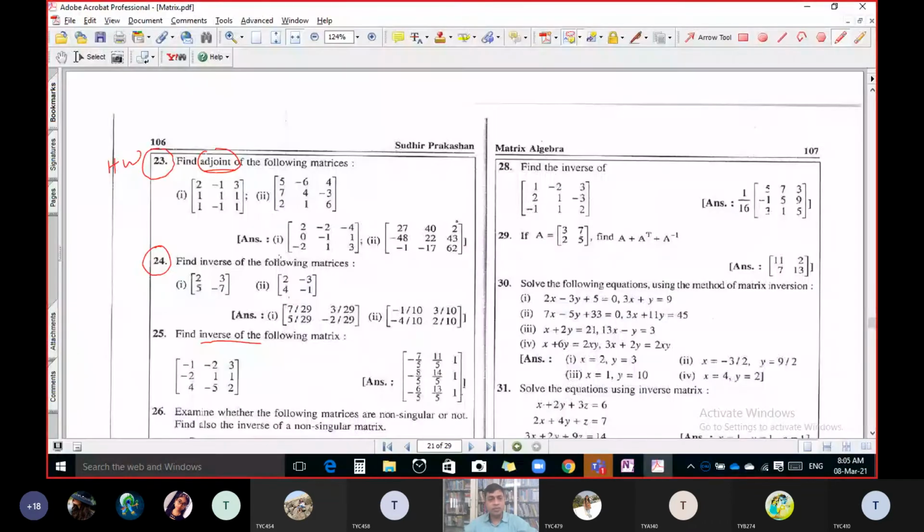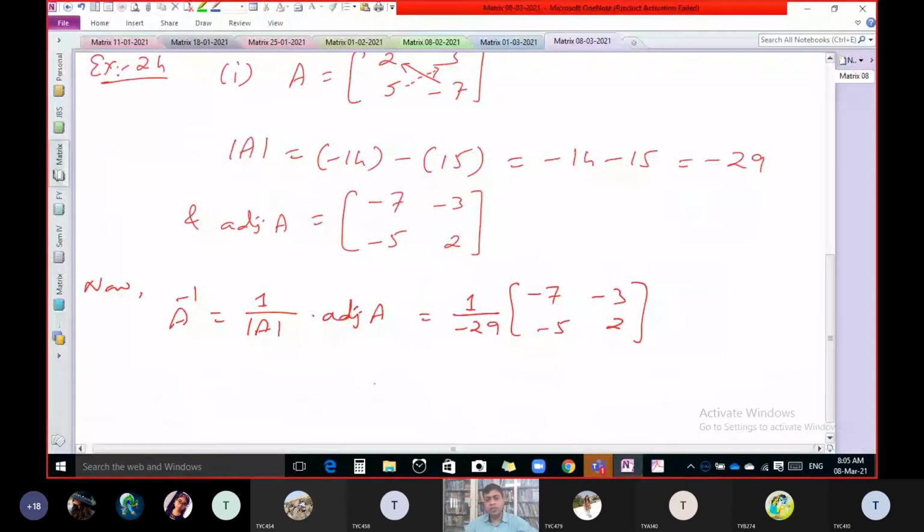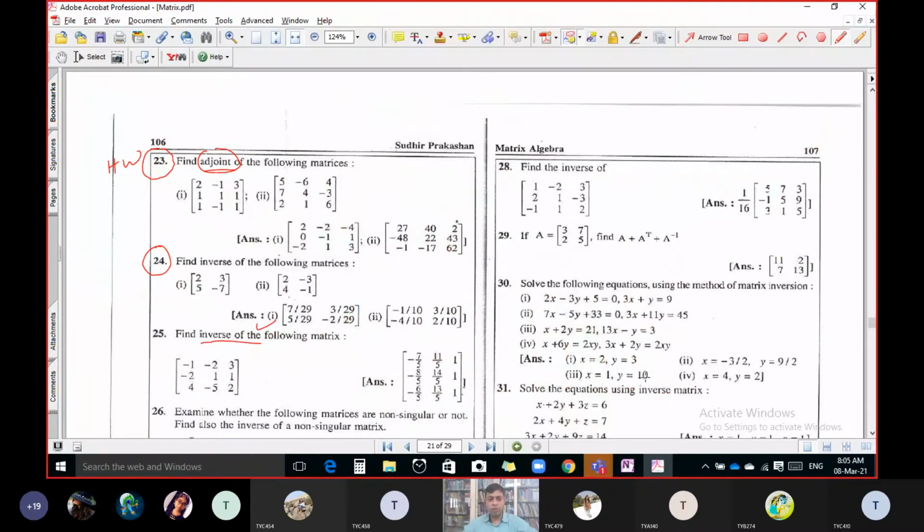So the answer is okay. You can also write the answer by dividing each term by minus 29. So we get 7 upon 29, minus 3 upon 29, 5 upon 29, and if we divide by minus 29 we get minus 2 upon 29. In the exam you can write either this or this, it's considered the same and you will get full marks. Okay, try to solve this question by yourself.